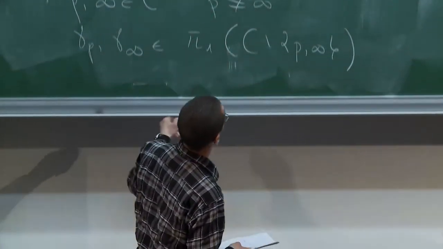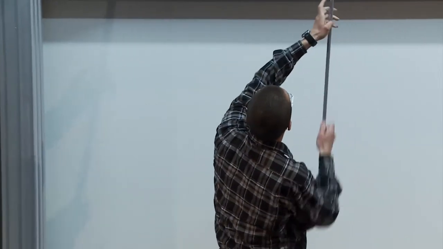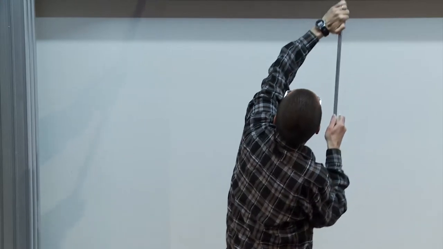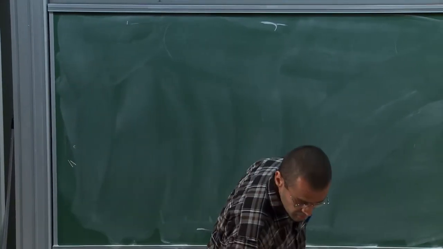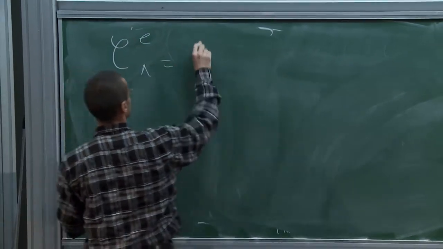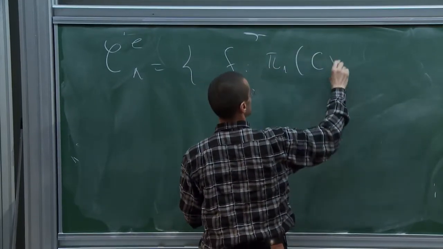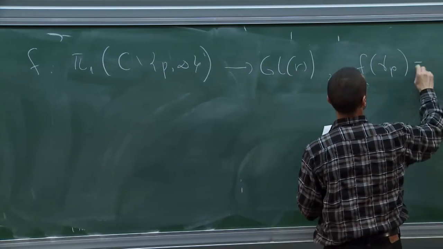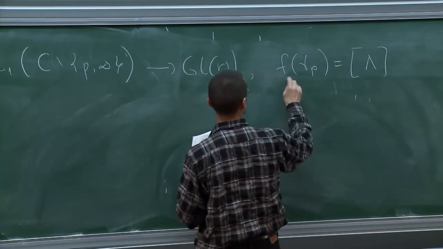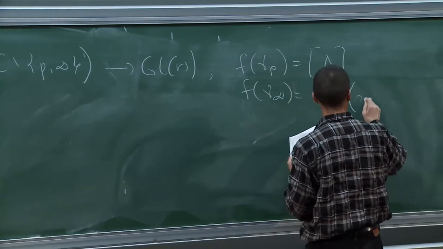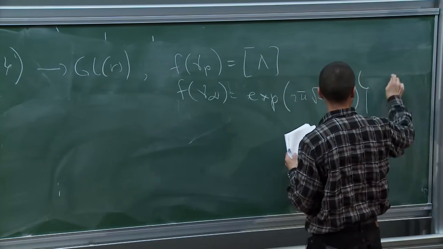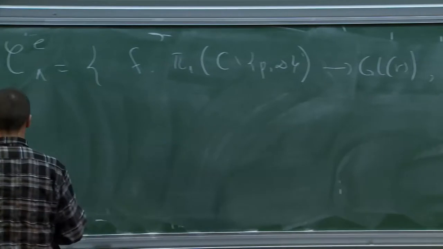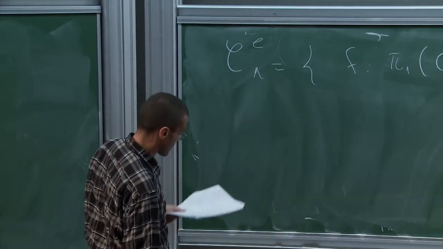OK. So what is the character variety then? The character variety is going to be, roughly speaking, the moduli space of conjugacy classes of representations of this fundamental group into GL_r. So we set C_{e,lambda} to be, as I said, the moduli space of homomorphisms from the fundamental group of the punctured curve into GL_r, sending gamma_p to the conjugacy class of lambda, and sending gamma_infinity to a central element, e^{2 pi sqrt(-1) e/r}. And all this is modulo conjugation. So this is a major object of study. The topology of this character variety is very, very interesting.